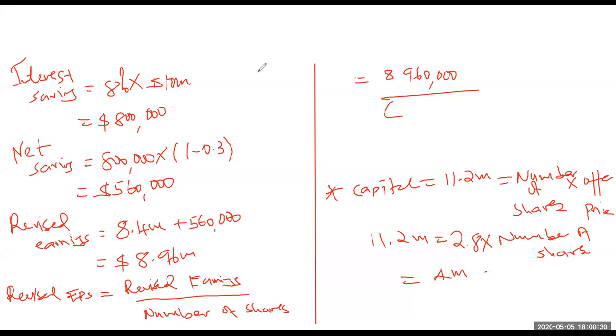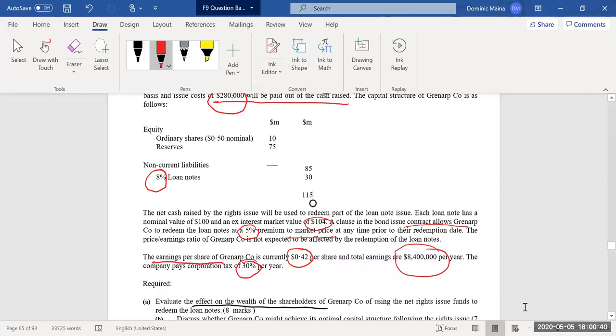Currently, how many shares does this company have? If we go back to the question and the balance sheet, this company has 10 million worth of shares in nominal value. One share is 0.5. How many shares has this company issued? It is 10 million divided by 0.5, which gives us 20 million shares.